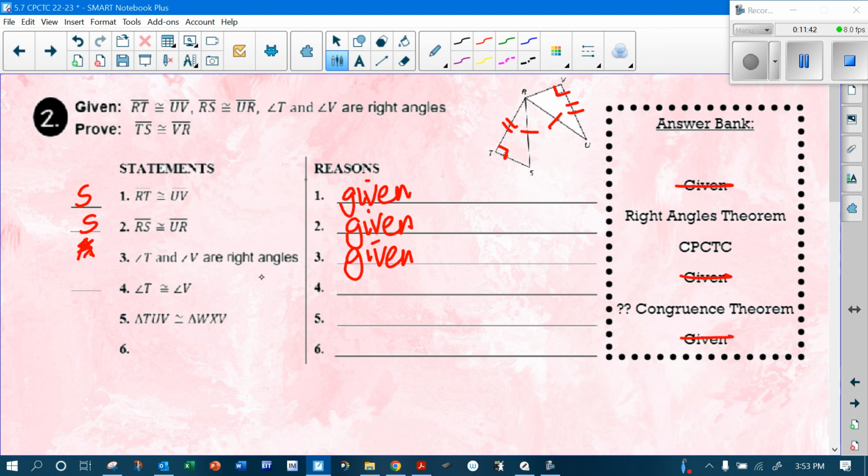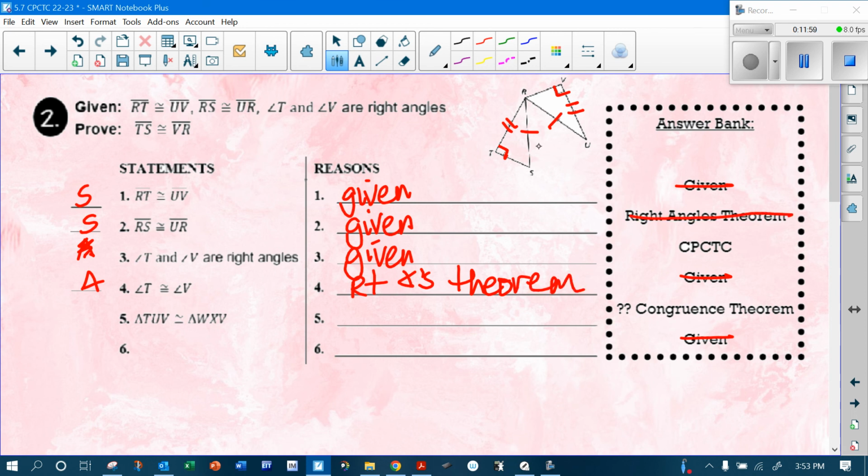So since they're both right angles, that means they are congruent to each other. This is the right angles theorem. All right angles are equal to each other. So the right angles theorem.